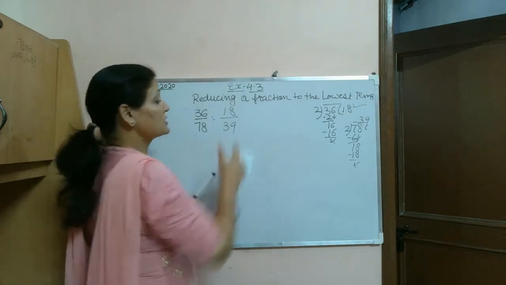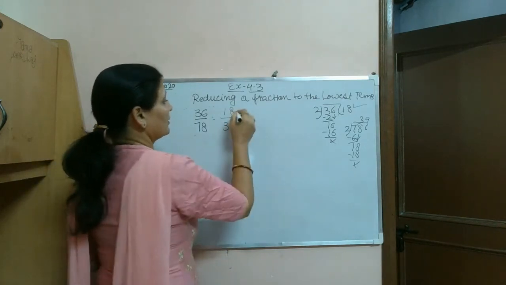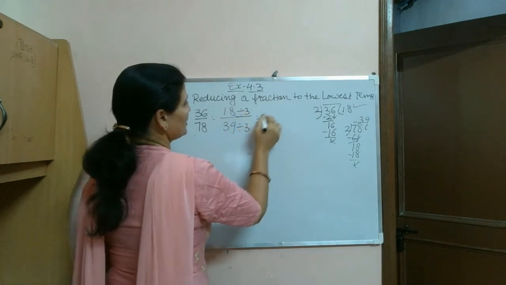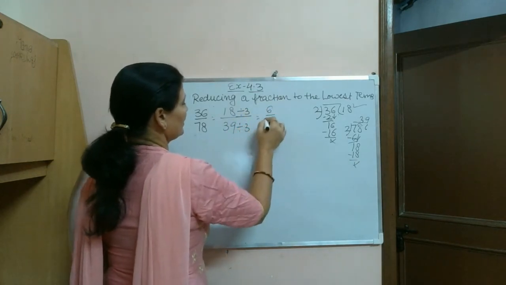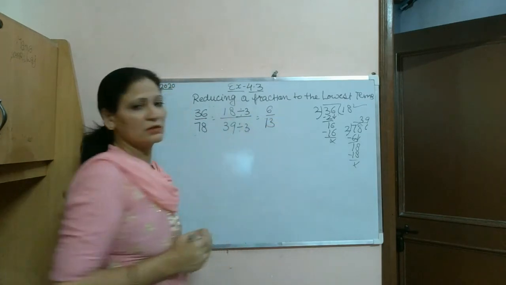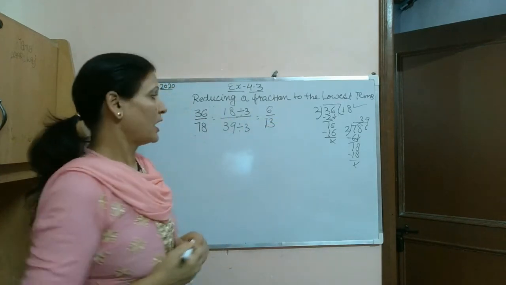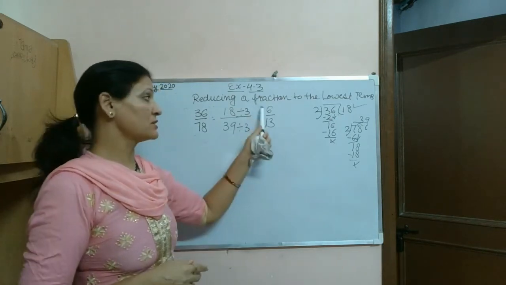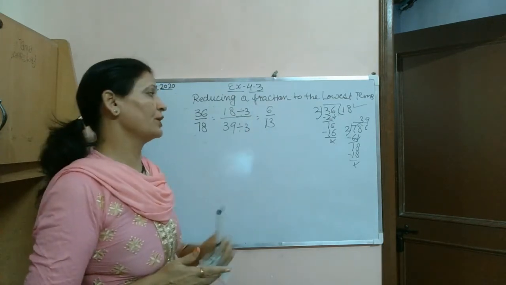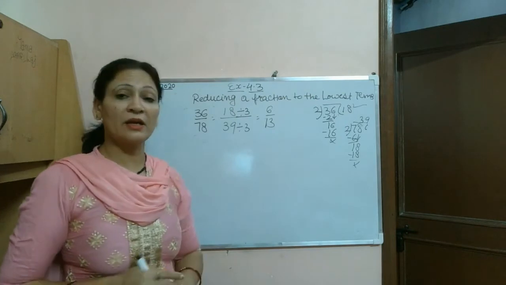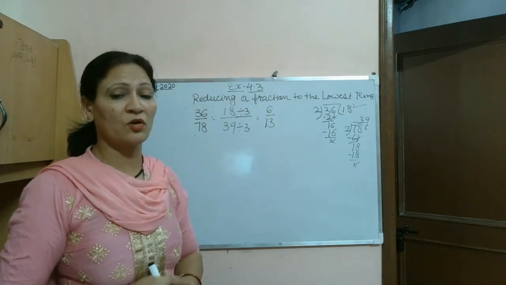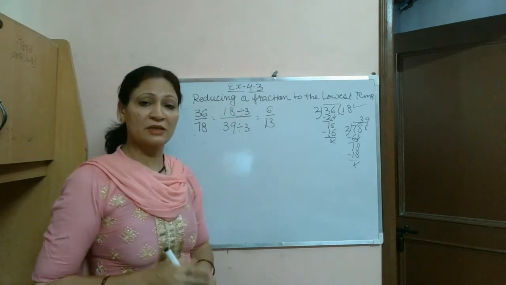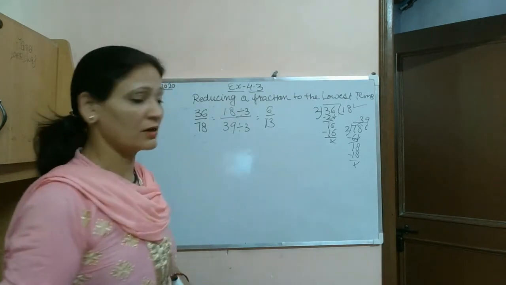Now we will see by 3. Divide by 3. 3 6s are 18, 3 13s are 39. Answer is 6 by 13. 6 comes in the tables of 2 and 3, but 13 is an odd number, so it is not coming in any table. So the final answer is 6 by 13.